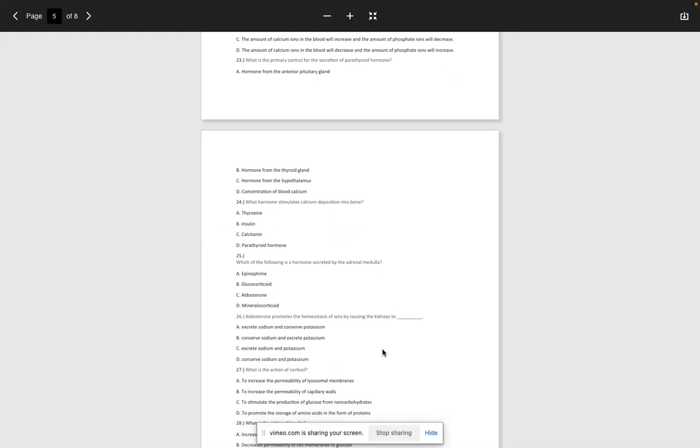What is the action of cortisol? It's anti-inflammatory, right? Also stimulates the production of glucose from non-carbohydrates. That was 26. Sorry, aldosterone promotes the homeostasis of ions, causing the kidneys to... What does aldosterone do? Right. So it conserves sodium and excretes potassium, increasing the blood pressure. Yep. So 26 is B.